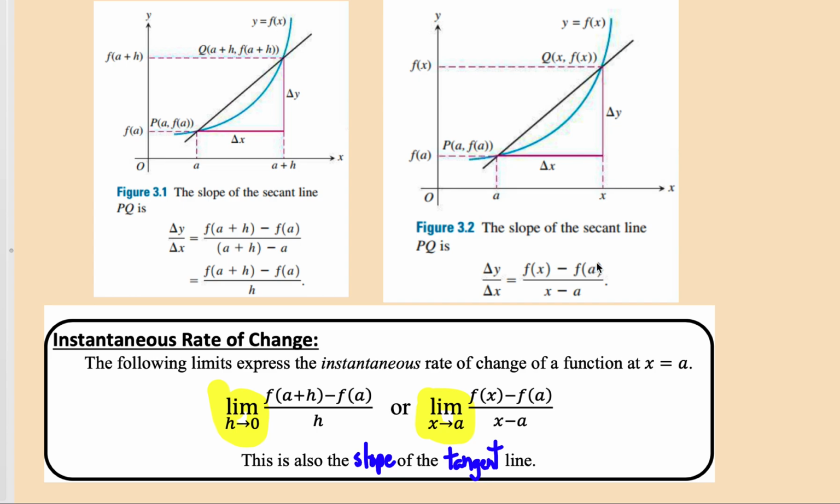Now, in the case of the alternative average rate of change, we don't use h. We use the fact that x, this x right here, is getting closer and closer to a. And when it gets closer and closer to a, then this point wants to get closer and closer like this. So the slope becomes a slope of not the secant, but of the tangent.